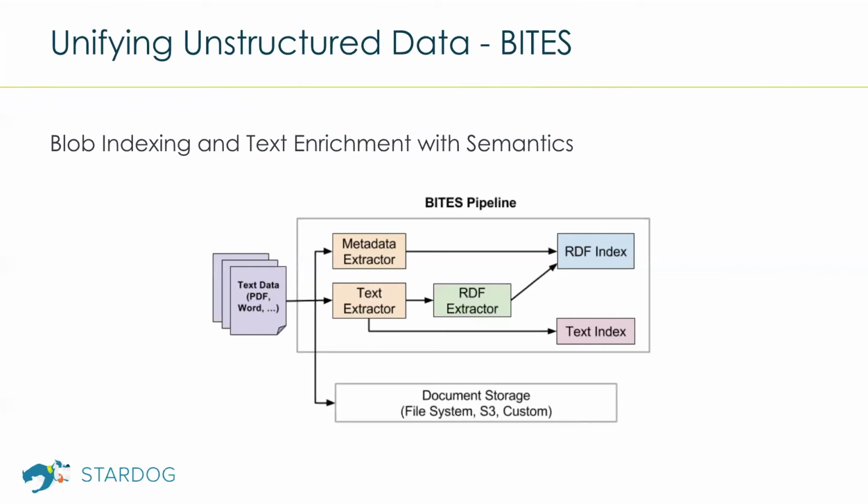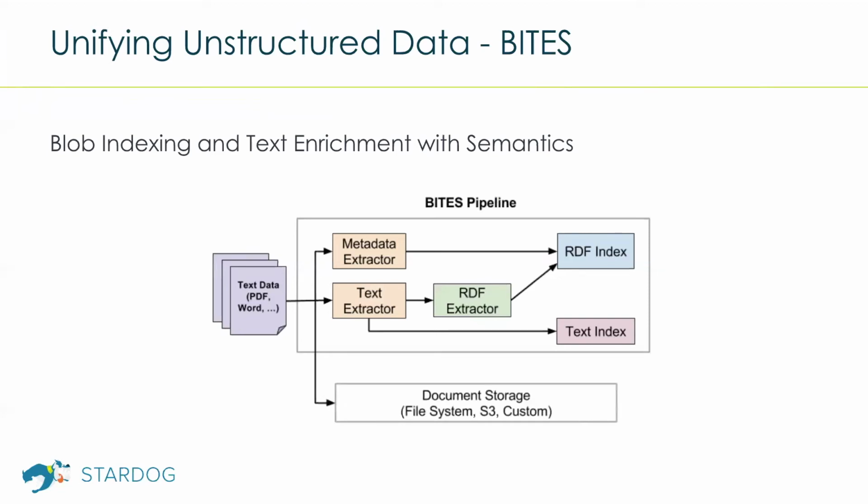It'll also then extract some of the metadata from it, especially true with a PDF. PDFs store a lot of metadata on the files itself. So things like the creator of the file, the length of the file, or the type of the file, all that stuff. It'll extract that and serialize it as triples, put that in the RDF index.